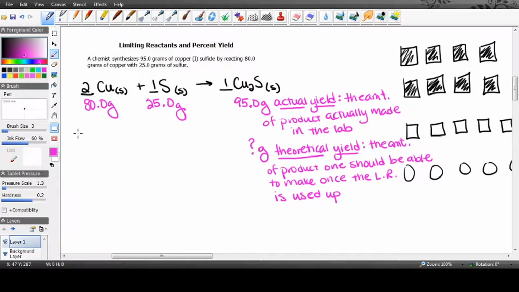And while we're at it with the definitions, let's go ahead and define limiting reactant before we even do our calculations. The limiting reactant, again, it's not the sulfur because it's the one you have the least mass of. No. The limiting reactant is the reactant that gets used up first.